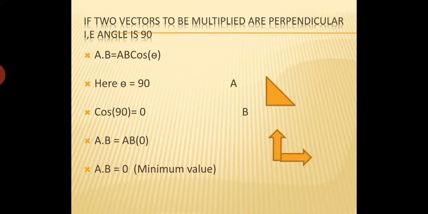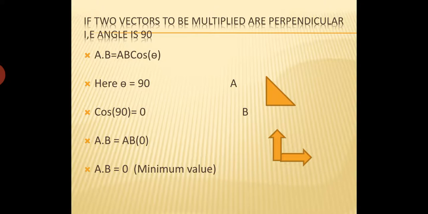Now if the two vectors to be multiplied are perpendicular, that is angle is 90 degree between them, then theta is equal to 90 degree. Cos 90, we know cos 90 is equal to 0, and if you put cos 90 is equal to 0 in the above equation, we will get a dot b is equal to ab into 0, and anything multiplied with 0 is 0. So a dot b is equal to 0. This will give you minimum value.